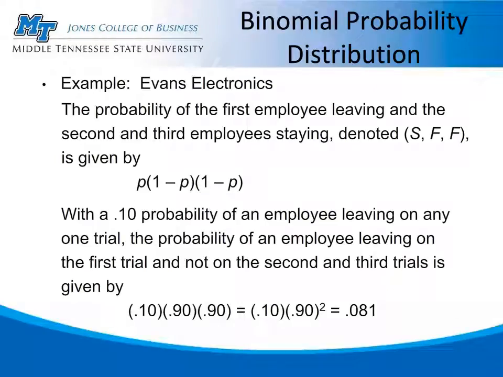Now we're going to set it up as the successes and the failures. Leaving is a success. So the S, F, F, there's the first one is a success, the first one leaves, and the other two stay. So the other two are failures. So we got the probability of success times the probability of failure times the probability of failure. And you get the 0.081. This is assuming that the first one leaves.